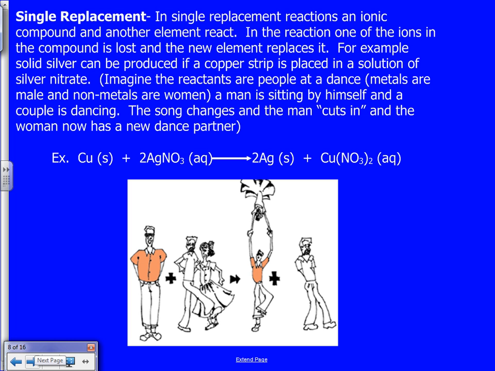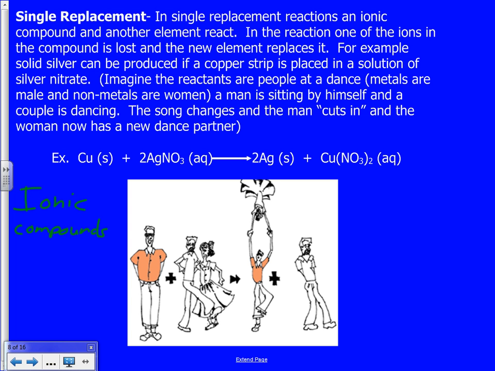All right. The last two reactions are what we call replacement reactions. Okay? And they are just like they sound. Something is going to replace something else in the reaction. Replacement reactions always involve ionic compounds. You will never, I repeat, never have a molecular compound in a replacement reaction. Okay?